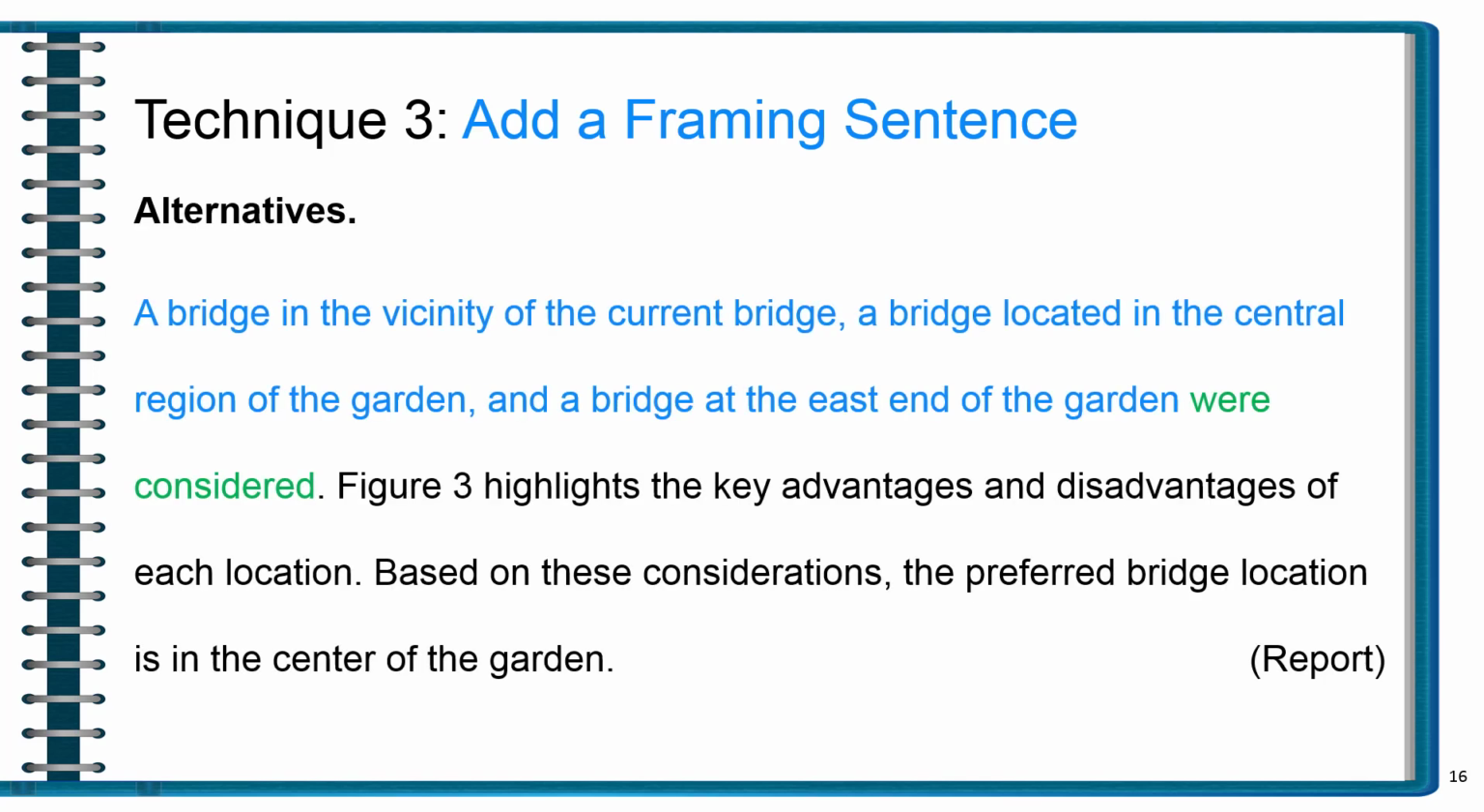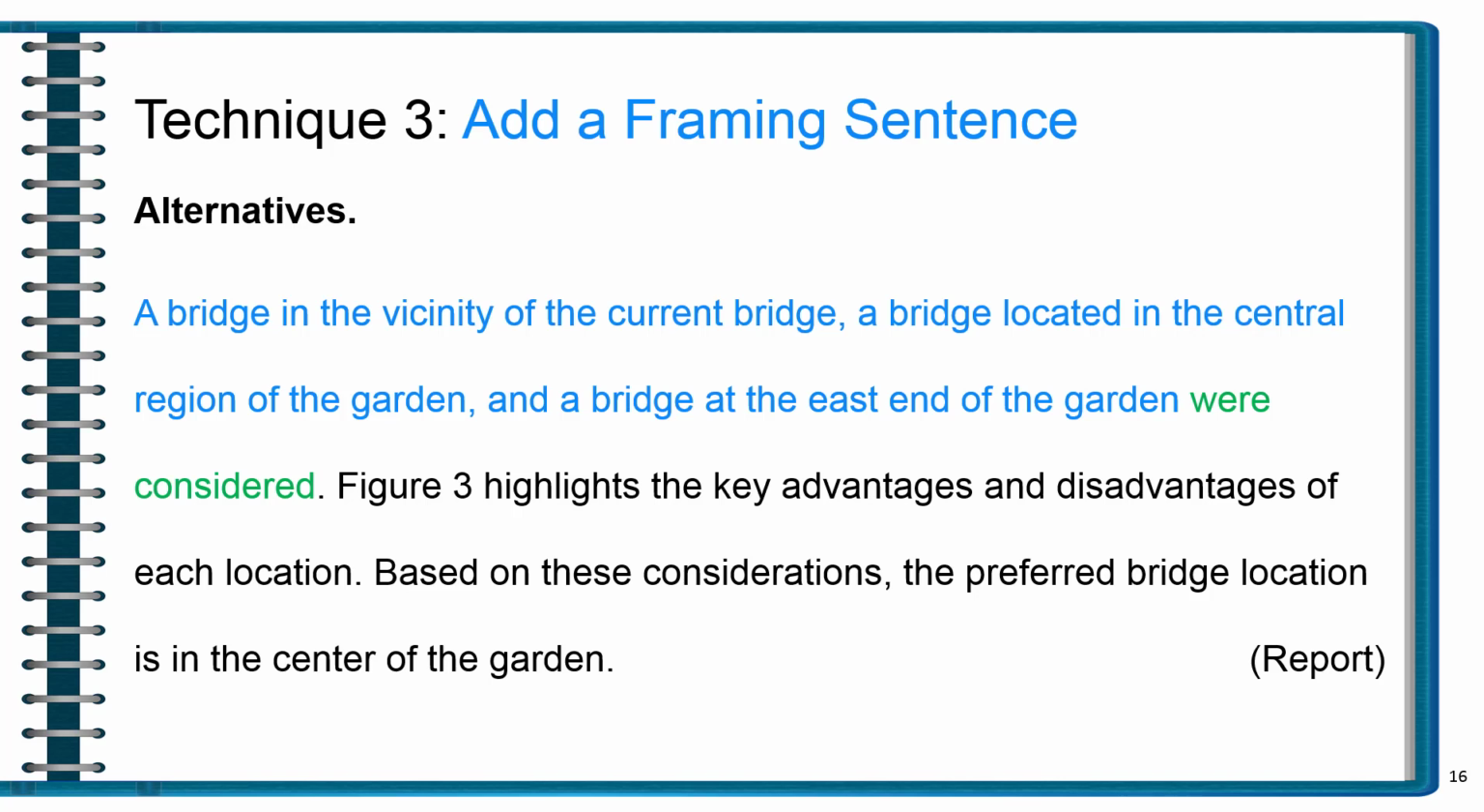Here is an ineffective example that introduces design alternatives for a bridge. Alternatives: a bridge in the vicinity of the current bridge, a bridge located in the central region of the garden, and a bridge at the east end of the garden were considered. Figure 3 highlights the key advantages and disadvantages of each location. Based on these considerations, the preferred bridge location is in the center of the garden.